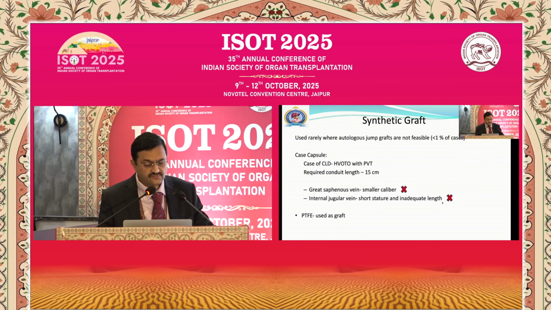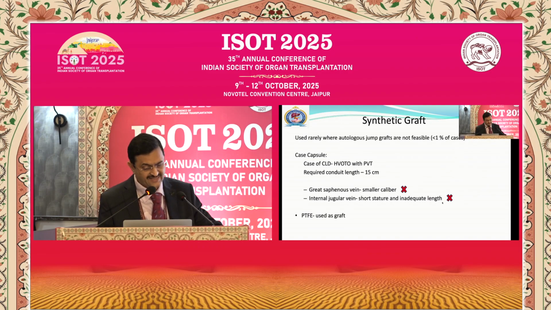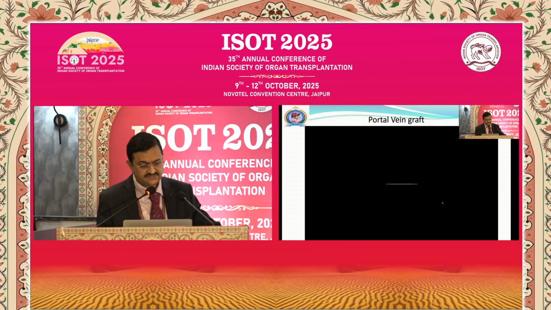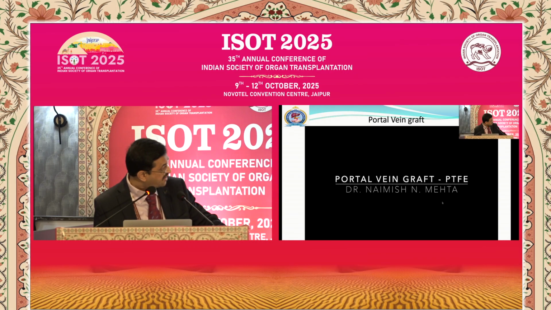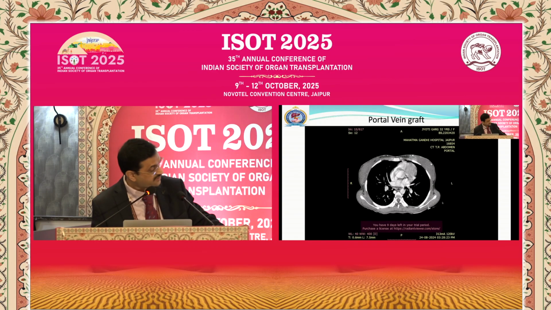We tried looking for a great saphenous vein, too small in caliber. The internal jugular vein, again, we did not want to take it from the donor, and in the recipient, because of the short stature, we found that the length of the internal jugular vein was significantly less, and that is the time we decided to use a PTFE graft as a synthetic graft, as a portal vein conduit.